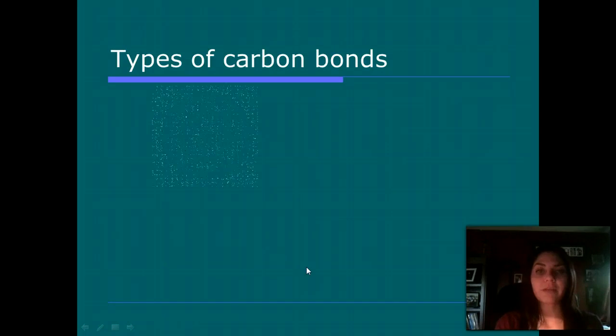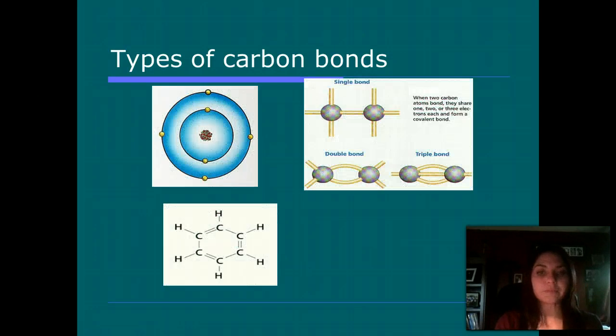We have several types of carbon bonds. We have our single bond, we have a double bond, and then carbons can also have a triple bond, as you can see right here.